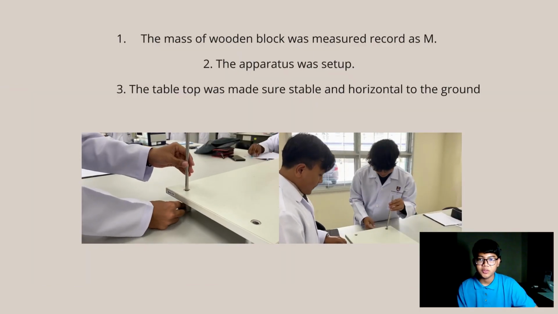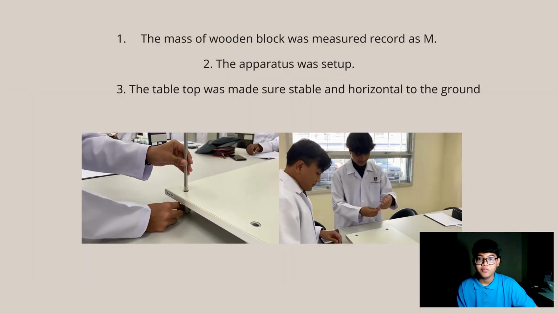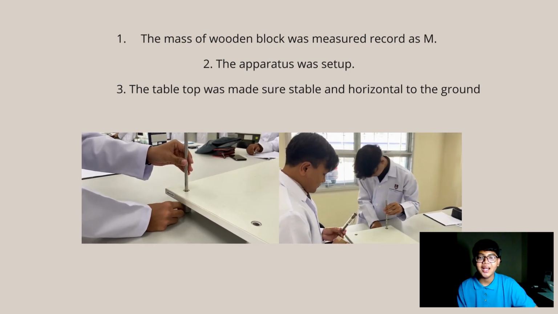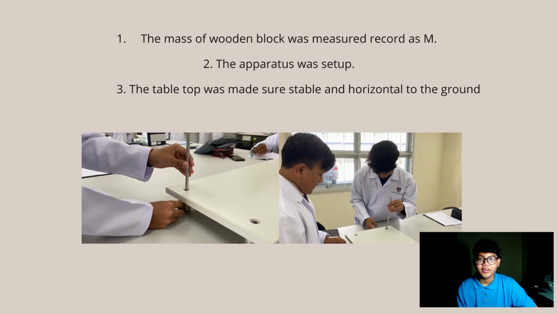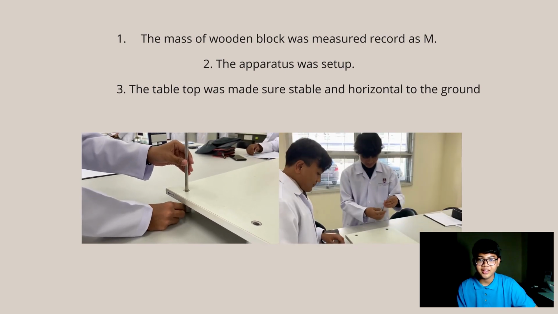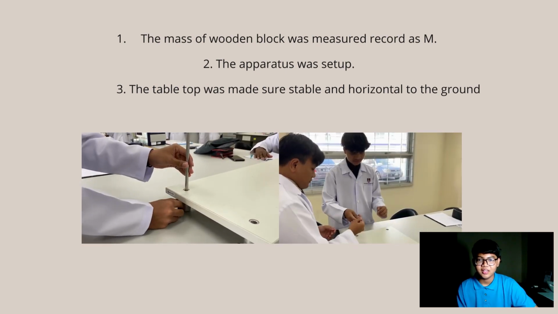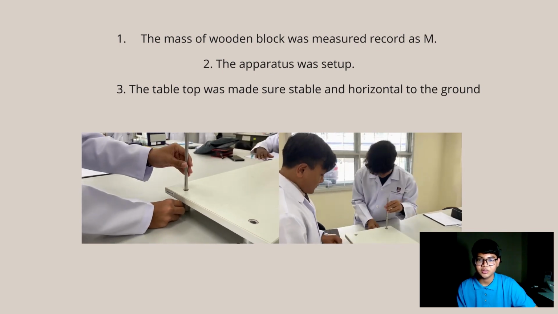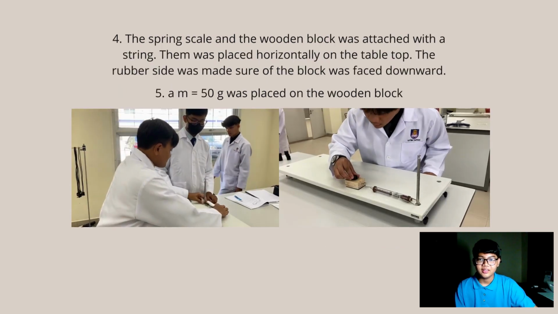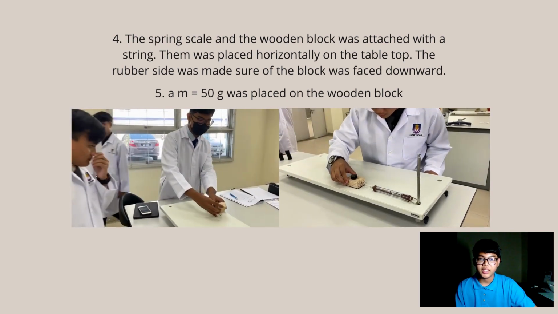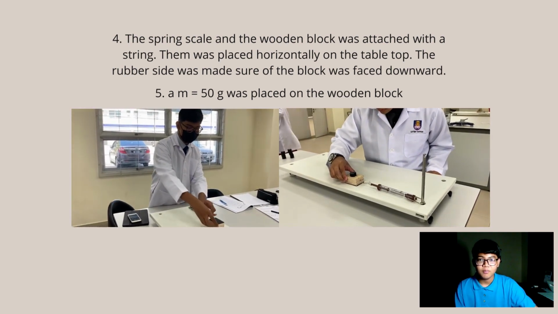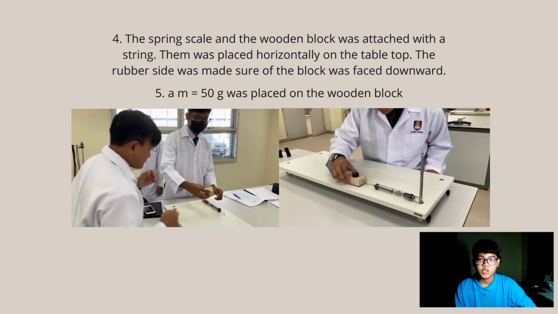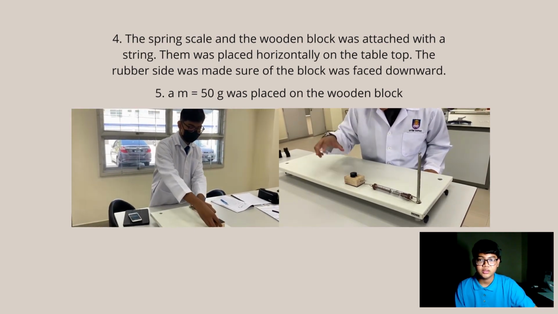Now I will talk about the procedure for this experiment. First, the mass of the wooden block was measured and recorded as capital M. For the second step, the apparatus was set up. Next, the tabletop was made sure stable and horizontal to the ground. After that, the spring scale and the wooden block were attached with a string, then placed horizontally on the tabletop. The rubber side of the block was made sure to face downward.